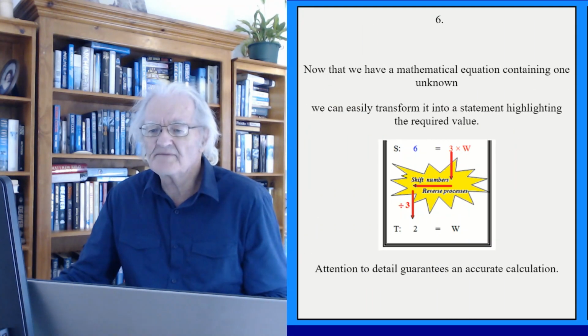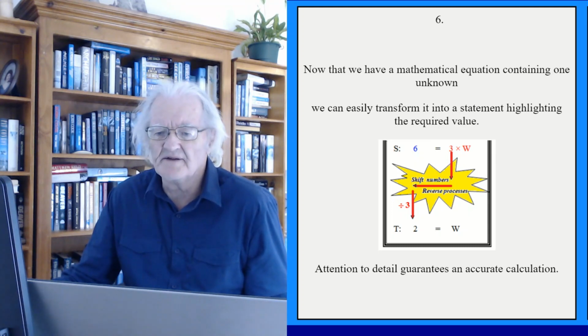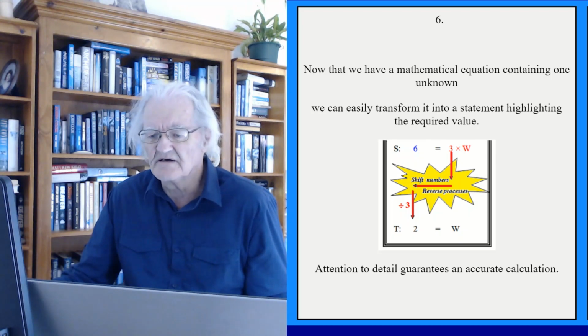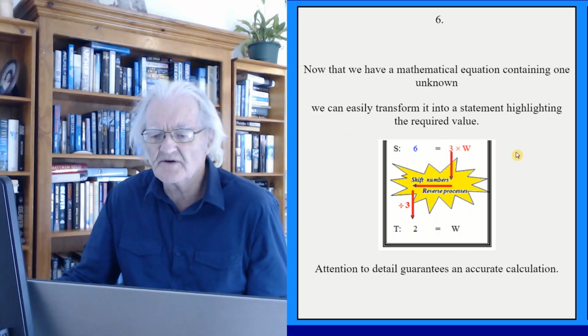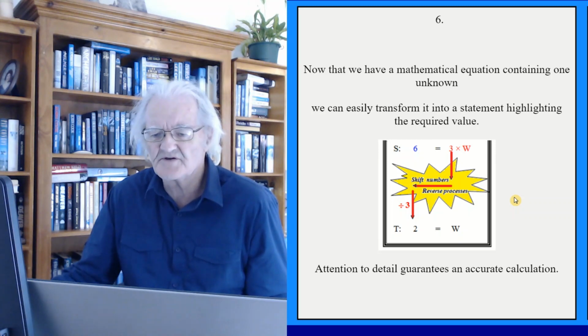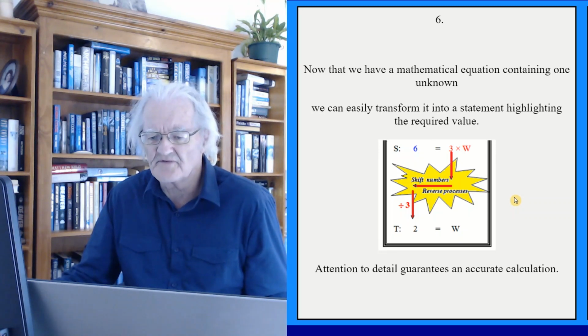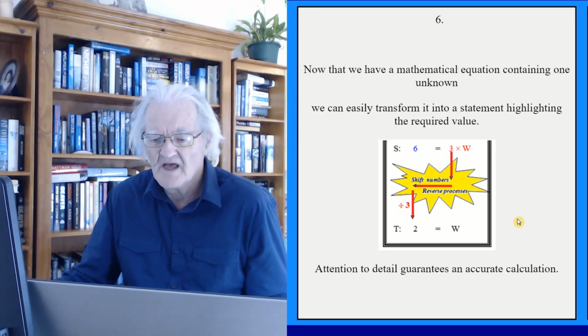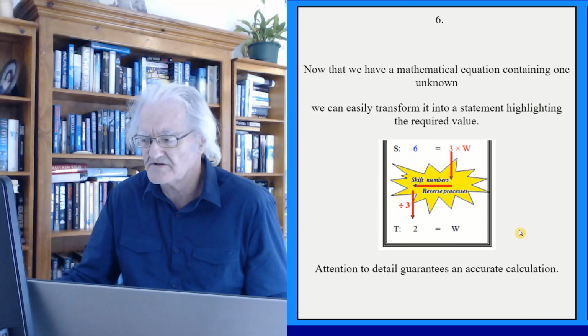Now that we have a mathematical equation containing one unknown, we can easily transform it into a statement highlighting the required value. So we take the equation 6 equals 3 times w. We have to shift the 3 away from the w. Its process will reverse, so multiplication becomes division, and 6 divided by 3 is 2. Attention to the detail guarantees an accurate calculation.